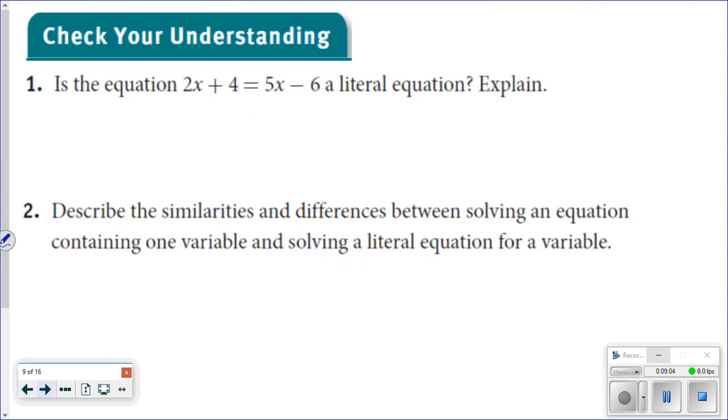To check your understanding, at the top of the next page, question 1. Is the equation 2x plus 4 equals 5x minus 6 a literal equation? Explain. Again, I would always like you to pause and go ahead and work through these questions by yourself.